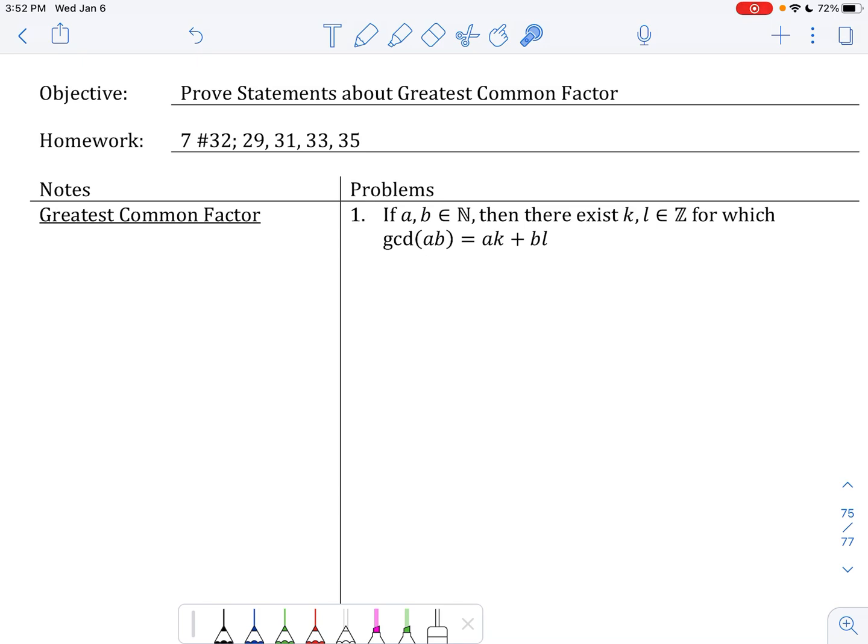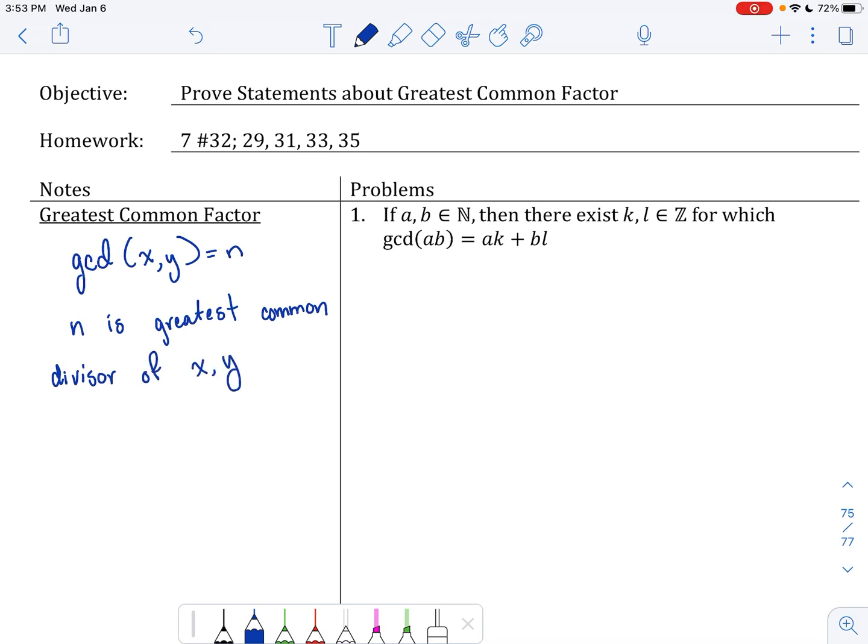So let's get ourselves ready for notes. Now, greatest common factor, this is also known as the greatest common divisor, and that's how you'll see it, as GCD as a function of x and y. And we'll say that this is equal to a number n, and what this means is that n is the greatest common factor/divisor of the numbers x and y, which means that n is the largest number where n divides x and n divides y.